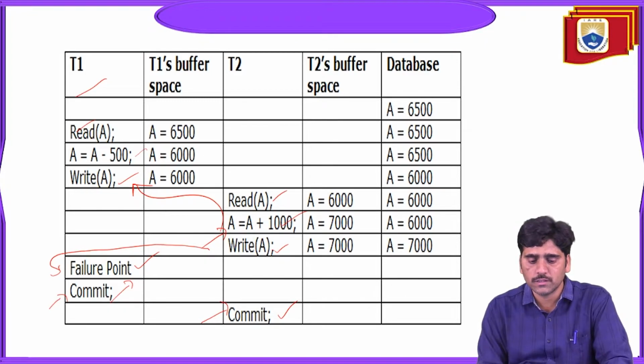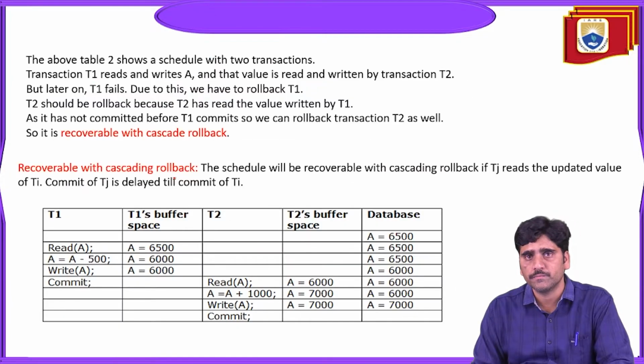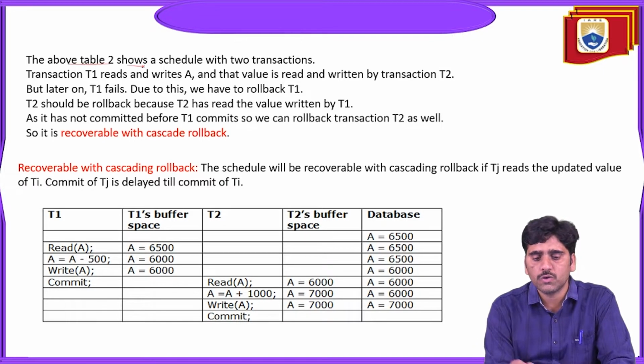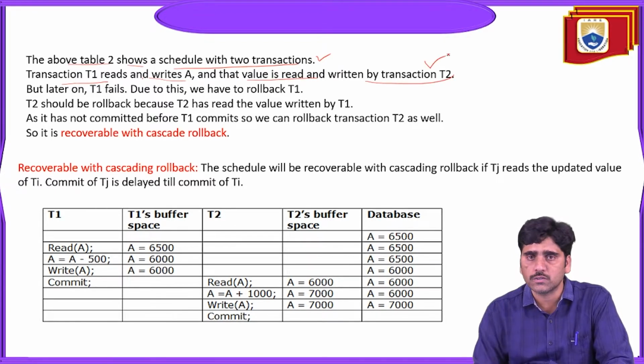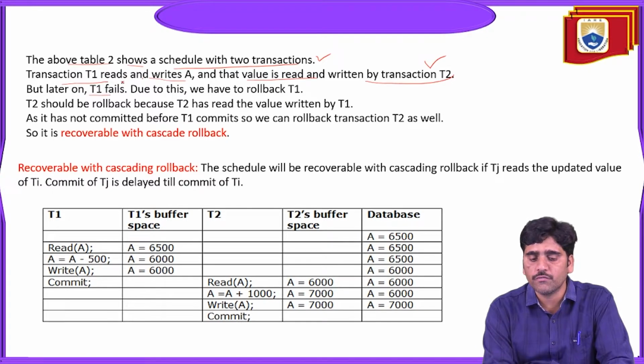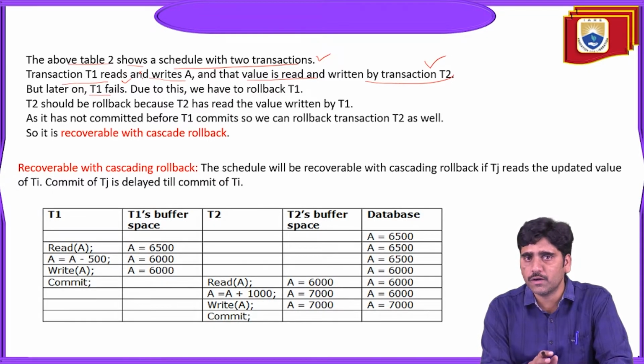So we can say that both transactions have to be rolled back depending upon their transactional types. Here transaction 2 is rolled back and transaction 1 is also rolled back. We can see the above table 2 shows the schedule with two transactions, and transaction T1 reads and writes A, and that value is read and written by transaction 2 also. But later on T1 fails. Up to this point transaction 1 and transaction 2 are not committed. Now T1 has failed, so we have to roll back T1.